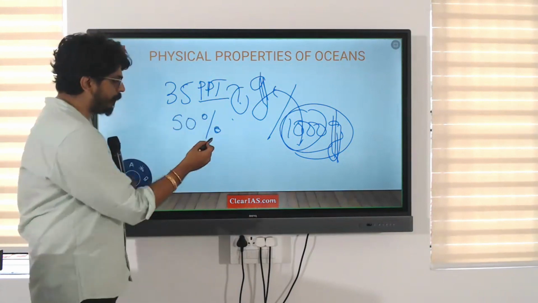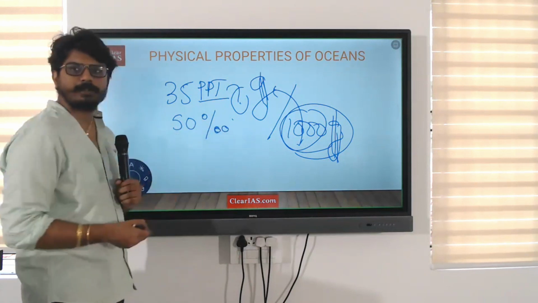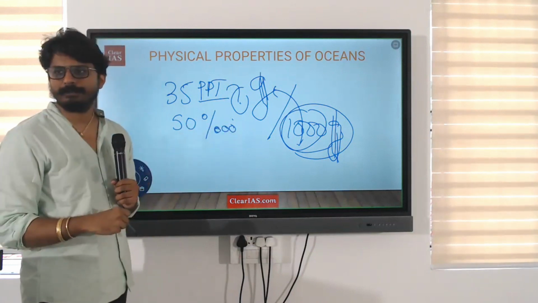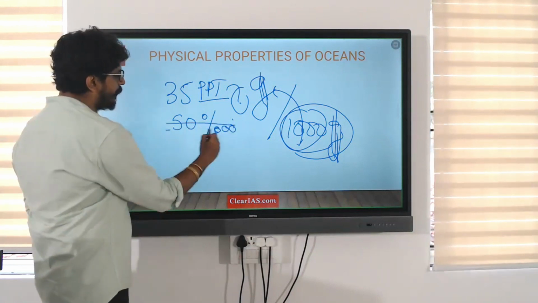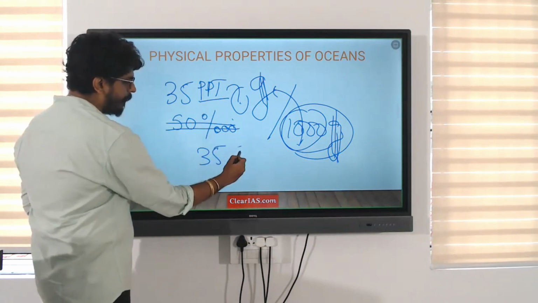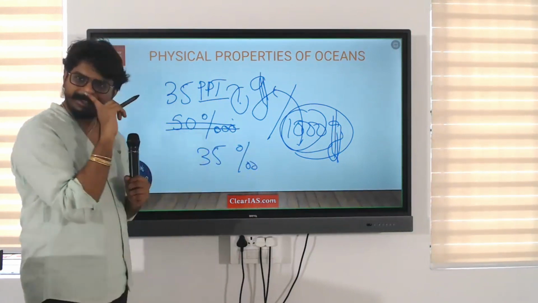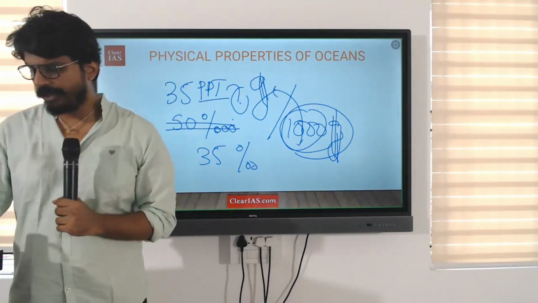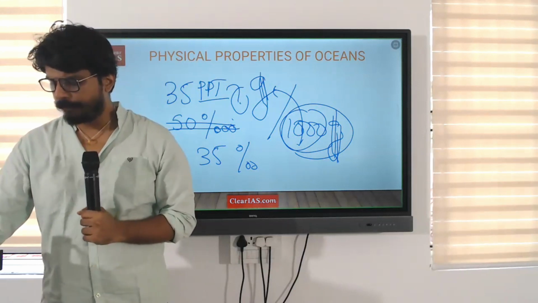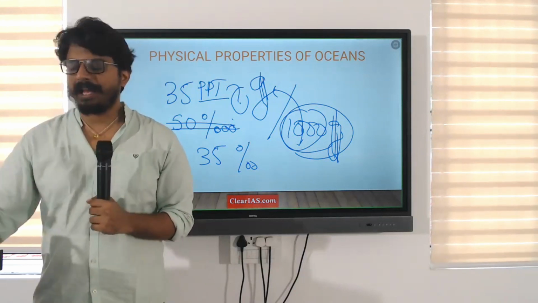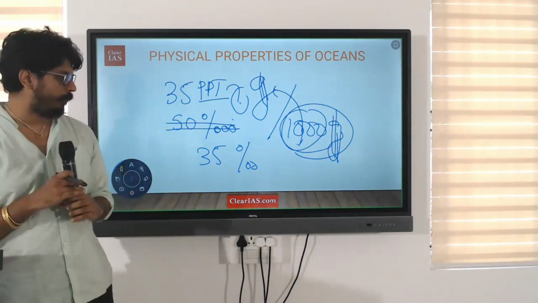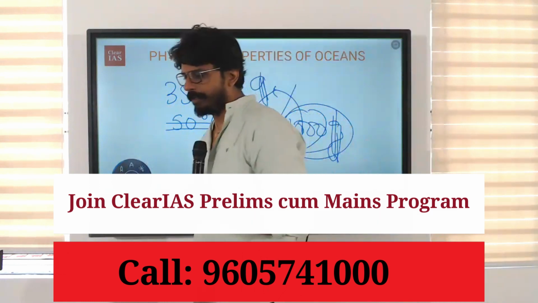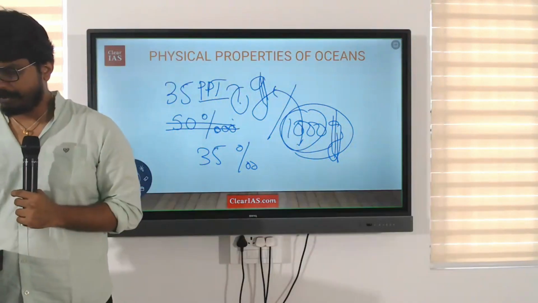So for parts per 1,000, you will add one more zero. For parts per 10,000, you will have one more zero. So the salinity of the ocean is 35 parts per 1,000. This is how you denote it. It is usually expressed as parts per 1,000 or PPT. Open ocean salinity is 35 parts per 1,000. Write it like this: the open ocean salinity is 35 parts per 1,000.